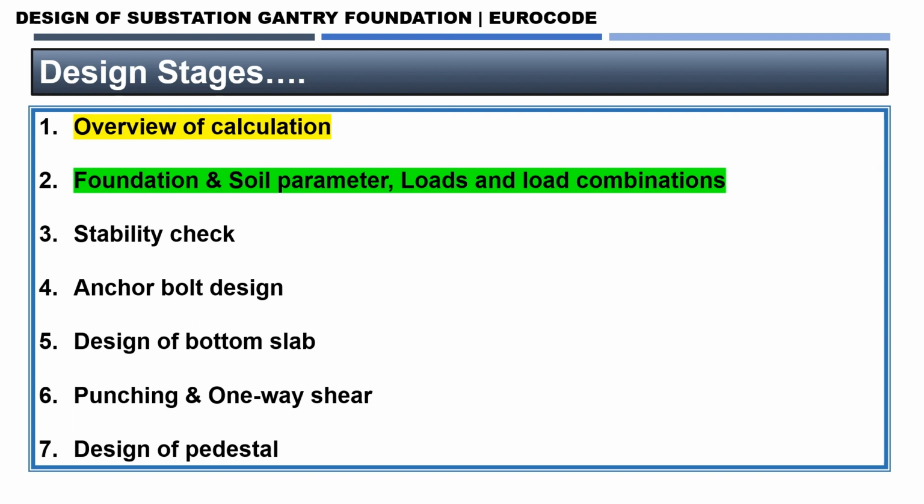Second stage, in this stage we are going to look at foundation and soil parameters, loads and load combinations. In the third, the stability check. In the fourth stage we are going to look at anchor bolt design. The fifth is design of the bottom slab. Sixth is punching and one-way shear. And finally we are going to look at design of the pedestal in the seventh stage. Now let's look into the calculation part.